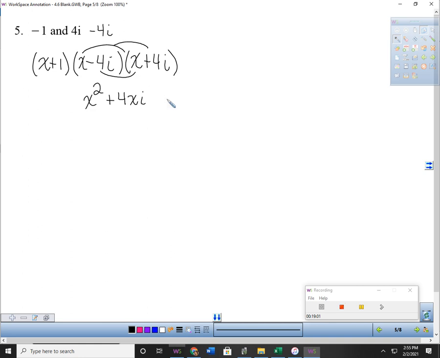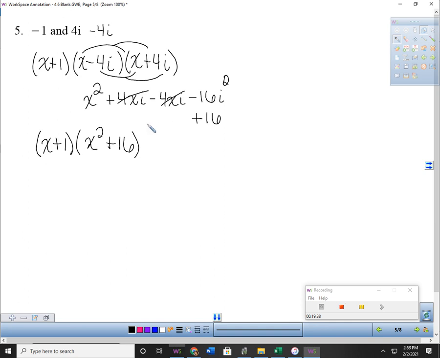Negative 4i times x is negative 4xi. And negative 4i times positive 4i is negative 16i squared. And we talked about this a while ago, right? This changes to a negative 1 times the negative 16, so that's actually going to make this a plus 16 at the back. So these two middle terms are going to cancel out. I've got my x plus 1 up the front, and this would be x squared, and then I'm going to have that plus 16 at the back. All of the i's are gone, and then I just multiply.